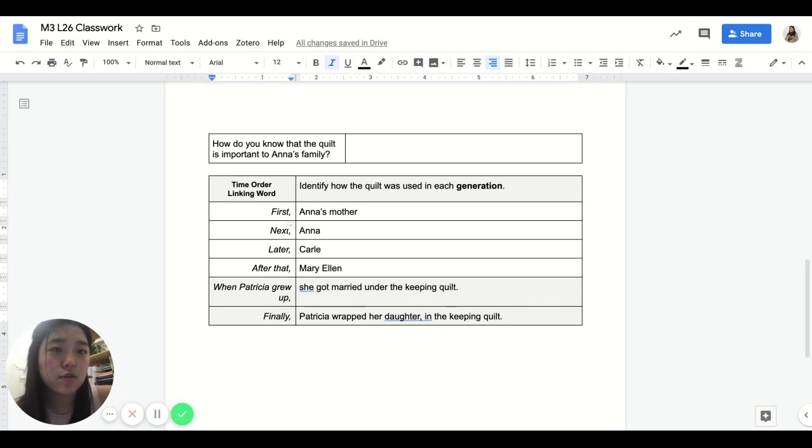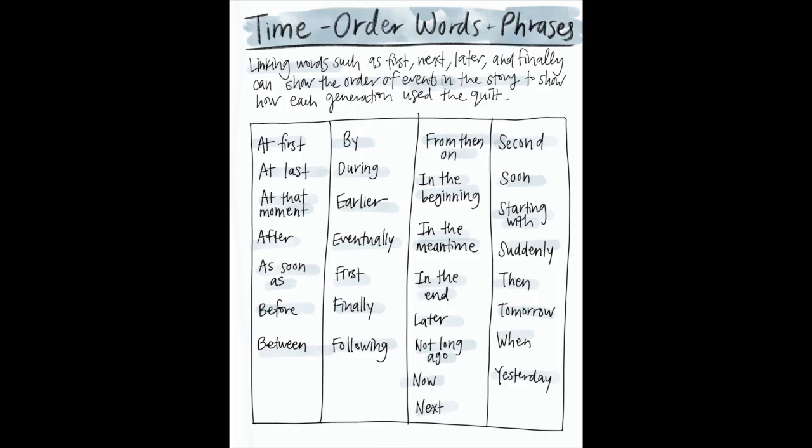I'm going to show you a chart in just a moment. Or actually, I'll show you that chart now, and then we'll continue. All right, so here is your time order words and phrases anchor chart, which is a list of linking words such as first, next, later, and finally, which can show you the order of events in the story to show how each generation used the quilt, specifically for the Keeping Quilt.